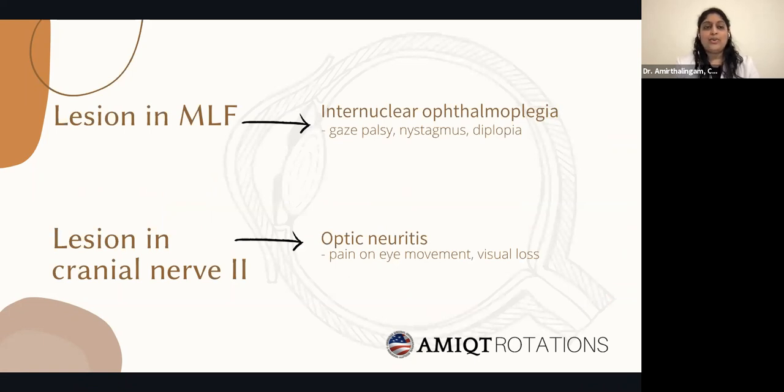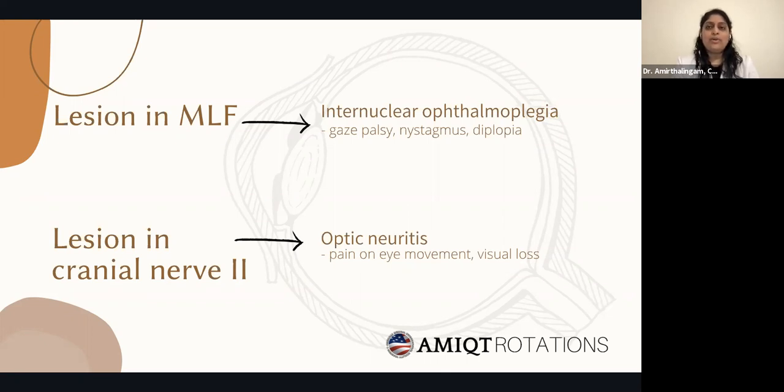Moving on to the eyes. So there's two important lesions to remember here. A lesion in the medial longitudinal fasciculus can lead to internuclear ophthalmoplegia, where patients may present with gaze palsy, nystagmus, and diplopia. Furthermore, a lesion in cranial nerve 2, called optic neuritis, is a very common presenting symptom for patients with MS, and they may have pain on eye movement and visual loss.